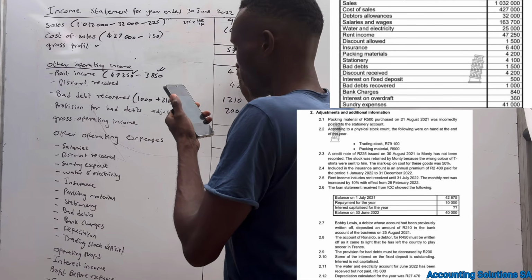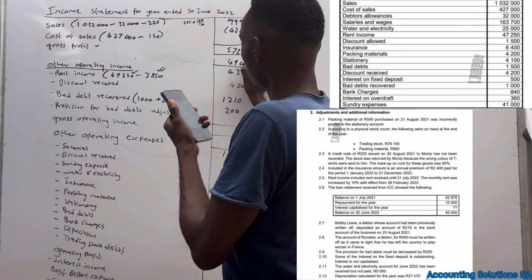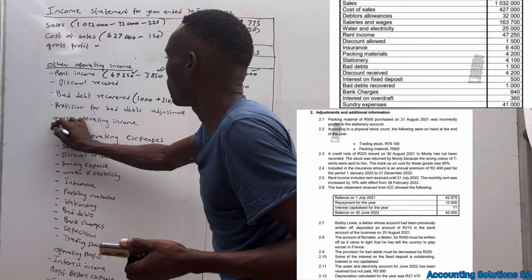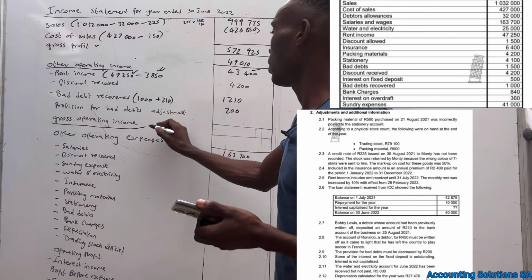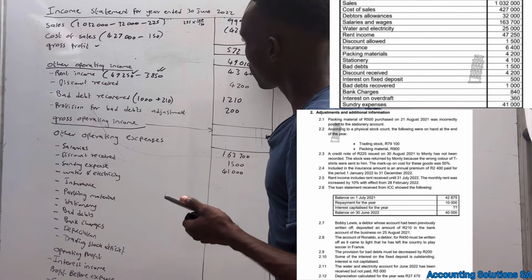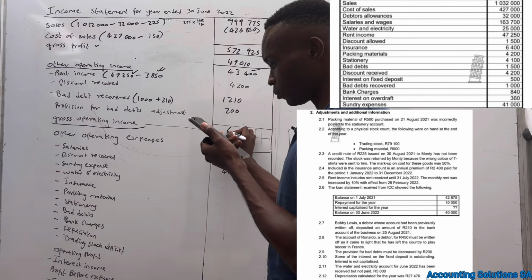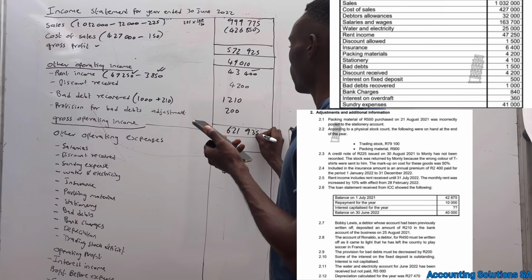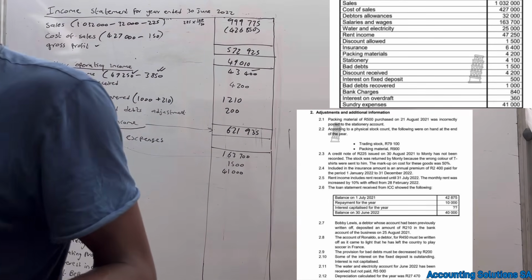It's going to give you an amount of 49,010. Okay, now we can calculate our gross operating income. How do we calculate it? It's just going to be this one. We take gross profit plus other income, which is going to give us 621,935. Okay, then now we are going to the next step.